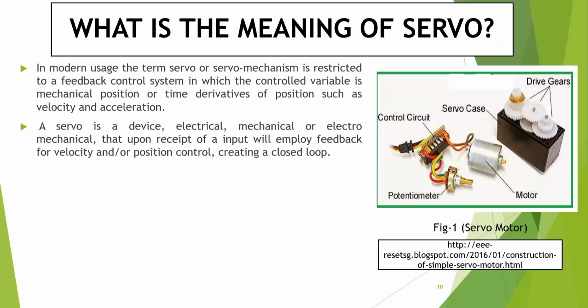So what is the meaning of servo? We have a servo mechanism or servo motors. What is this servo motor all about? In modern usage, this is very, very limited, because we require a feedback control system for these servo motors. Why so? Because we require some controlled variable, which is a mechanical position or its time derivatives, so that we can control the velocity and acceleration. So servo is basically a device. It can be electrical, it can be mechanical. It's a combination of electrical and mechanical, it's electromechanical, and the input will employ feedback. So feedback will drive your input, and automatically the output can be controlled.